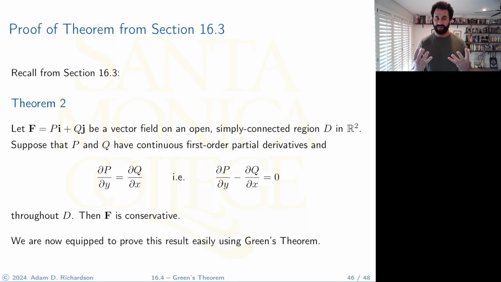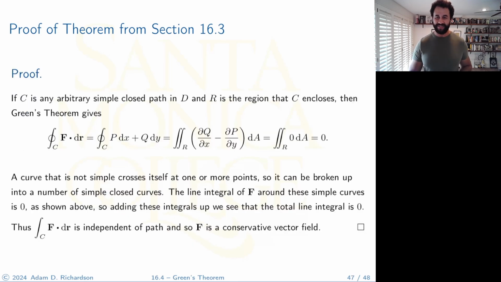So all that buildup to get this very, very quick result. It's like 1 or 2 paragraphs, that's it. So let C be any arbitrary closed simple path in D. Let R be the region that C encloses. Then Green's theorem gives us this. The line integral of that vector field on C, we can rewrite it in terms of its components. Green's theorem gives us this connection, that this line integral is equal to this double integral. But because we are assuming that this is 0, we're now doing a double integral of the 0 function over some region. So the answer is 0. This is going to be 0.